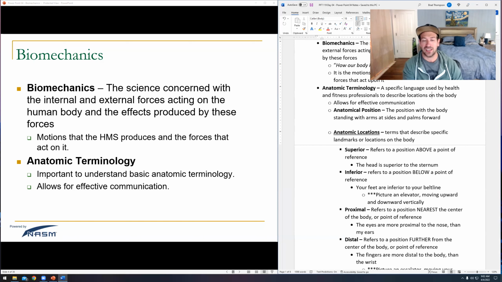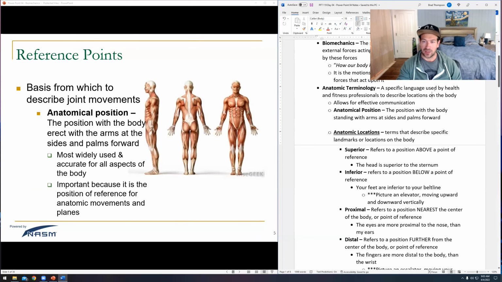Imagine a doctor, for example, giving directions to another doctor, because that's how it works, right? One doctor does your x-ray and then sends it over to another specialist to look at and analyze. And they would describe the damage very clearly so that they know exactly where to look, rather than just saying, oh, they have a break in their arm. It's just too general, you know? So it allows for very effective communication. We don't want to get confused here.